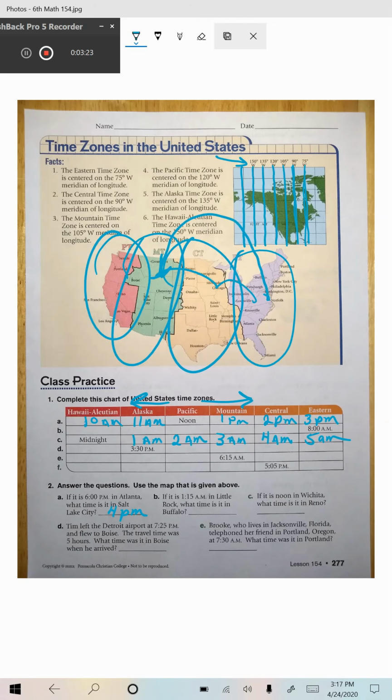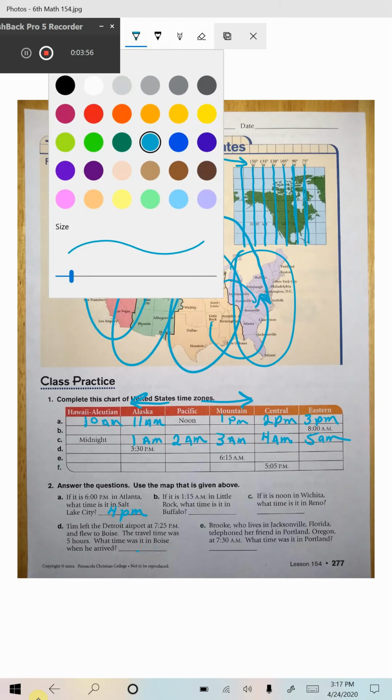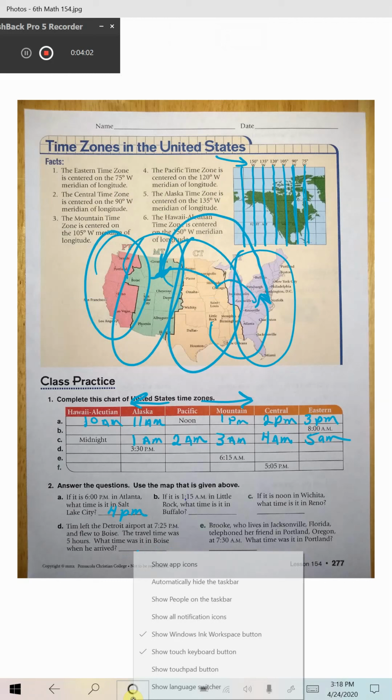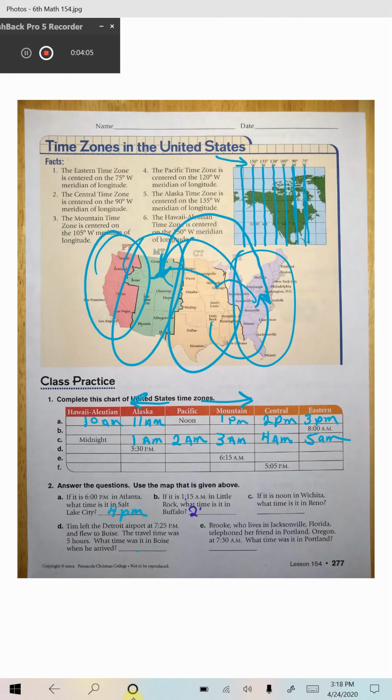Okay. If it's 1:15 a.m. in Little Rock, which is in Arkansas, what time is it in Buffalo, New York, which is in Eastern? So that would be 1 time zone or 1 hour ahead. I'm also going to make this darker. As much as I like that color, it's just not showing up very well. All right, so, oh wait, it was 1:15, right? So it's 2:15, sorry.